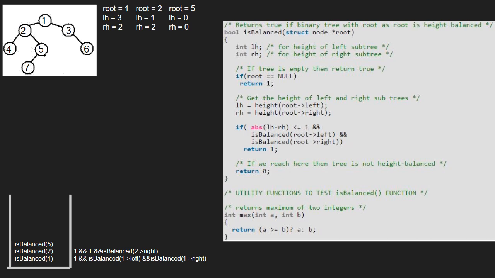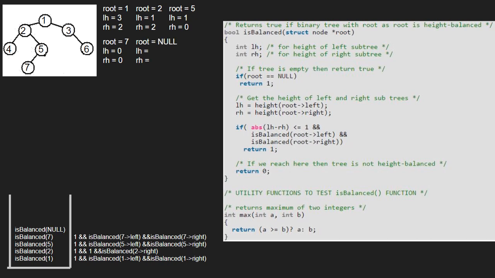We compute the left and right height of node 5. The left height of 5 will be 1 and the right height is 0. Since LH minus RH is 1, we call for the left child of 5, so root will point to 7. We compute the left and right height of node 7. Since 7 is a leaf node, both LH and RH will be 0. Since LH minus RH is 0, we call for the left child of 7 which is null. So root will point to null. Since root is null, we return 1.